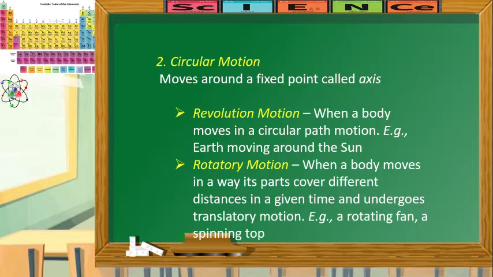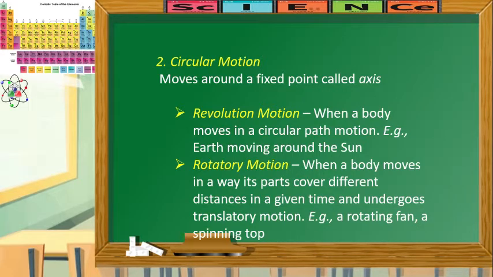The second type of motion is circular motion. It moves around a fixed point called the axis. Revolution motion is when a body moves in a circular path. For example, Earth moving around the Sun.